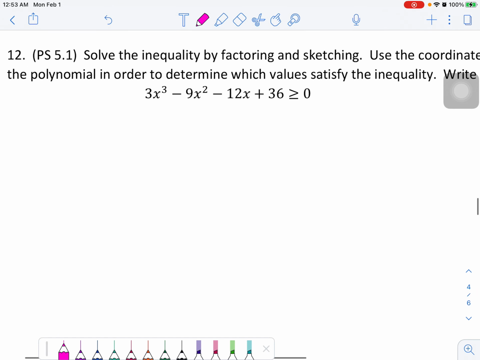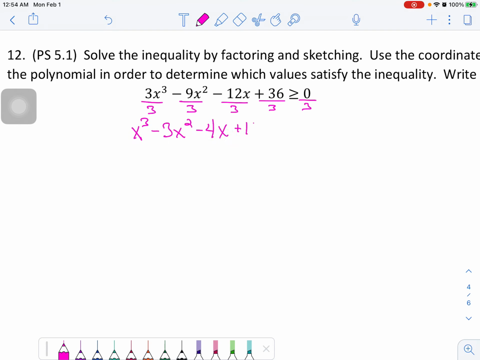So problem number 12, I want to first start by factoring this thing. And what I notice is I've got 3, 9, 12, and 36. I'm actually going to divide every single part of this inequality, including the 0, by 3. It's going to make this problem just a little bit easier to work with. And if you can do that, go for it. Now, what you can't do is divide by a variable, but you can divide by a constant. If you divide by a variable, you're losing one of your critical values, which would be a problem.